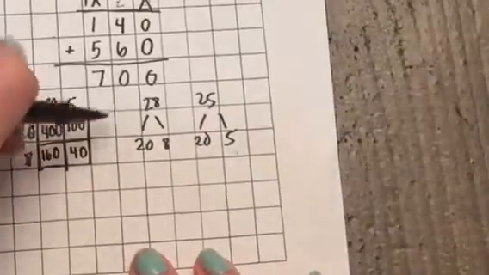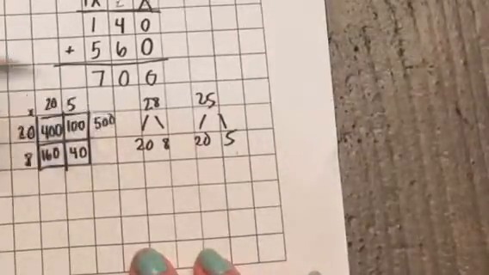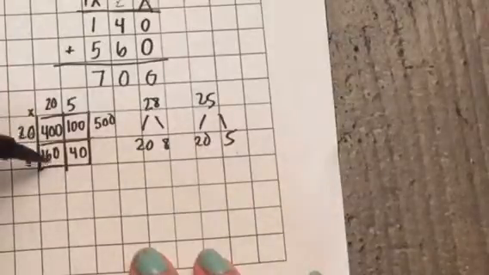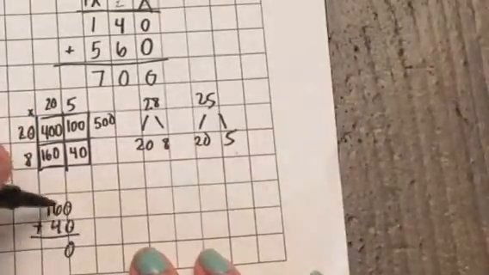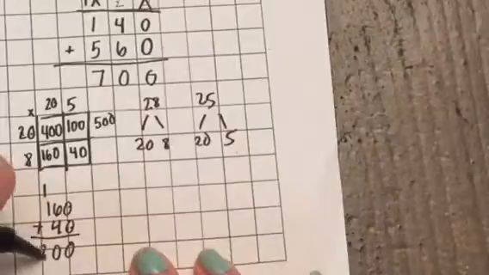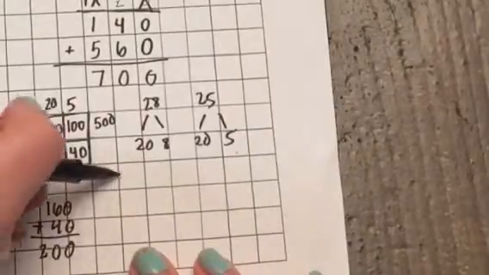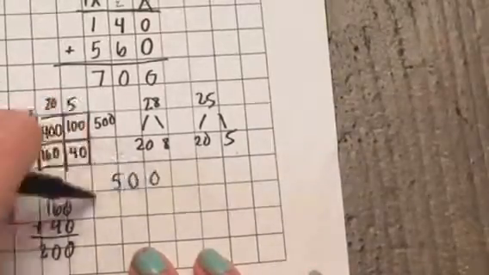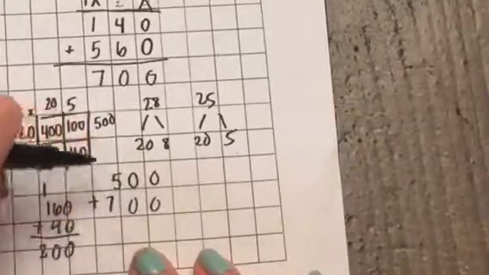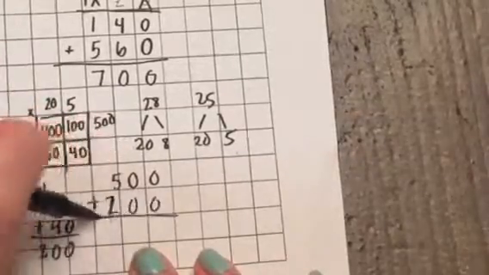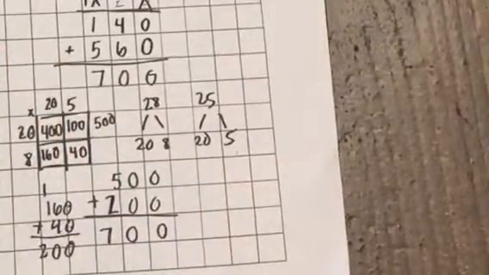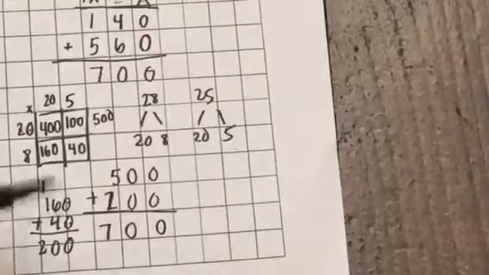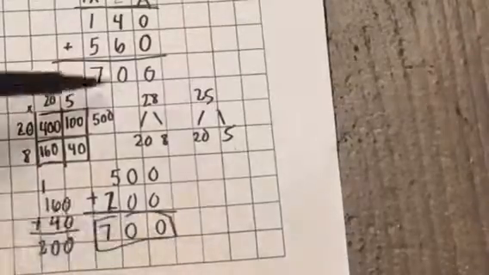So 400 plus 100, I can do that. 500. Now I have 160 plus 40. So I'm going to add those together. 160 plus 40. 0 plus 0 is 0. 4 plus 6 is 10. 1 plus 1 is 2. So I now have 500 plus 200. 0, 0, 2 plus 5 is 7. So as you can see, I still get the same number here as I do up here.